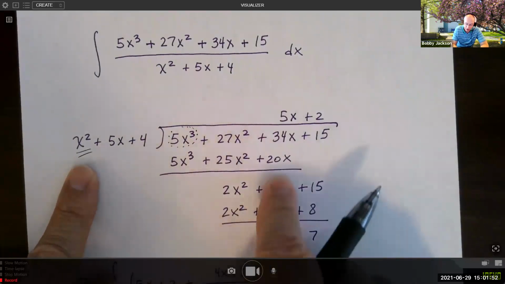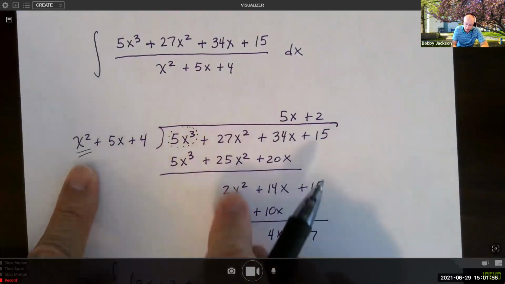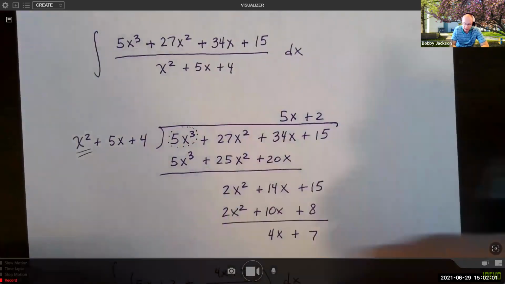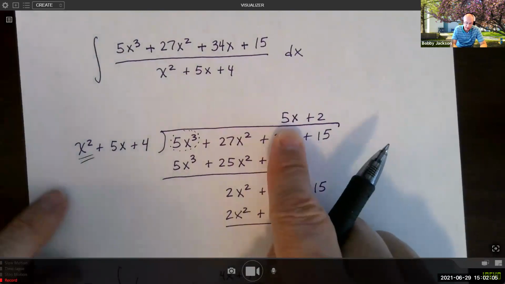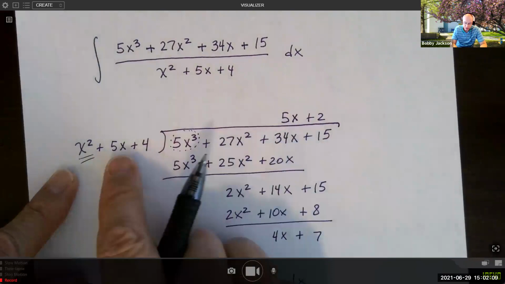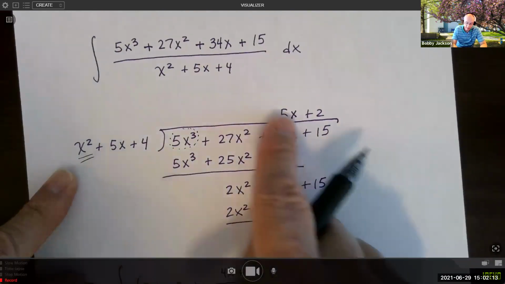Notice all the terms right here vertically all have x terms. All these are x squared terms and so on, constant terms. That's the way it should be if you've got placeholders and you have them in descending order. So now we multiply this 5x times x squared, gives me 5x cubed. 5x times 5x is 25x squared. 5x times 4 is 20x. So you have to distribute that through.